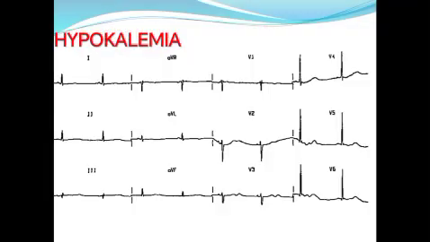Here is hypokalemia. Usually we have a prominent U wave. You can see it here. This is a prominent U wave. The U wave usually comes after the T wave. Here, if you see two deflections, we have T and then U wave. That is the prominent U wave.